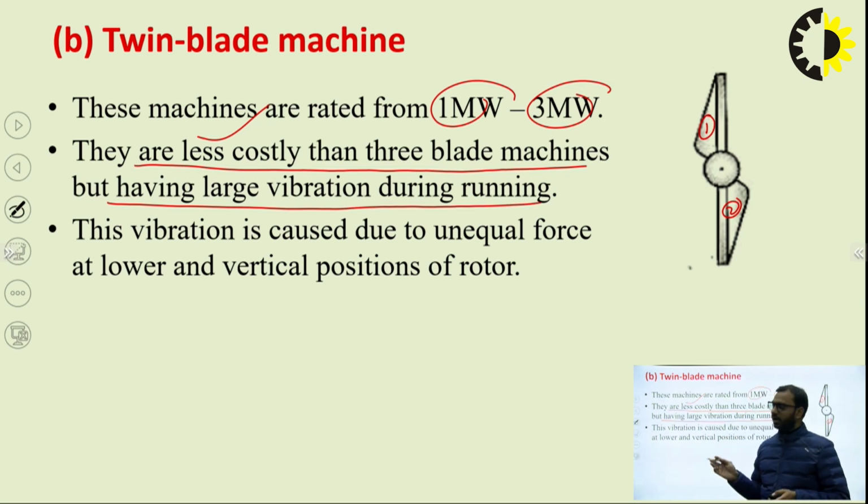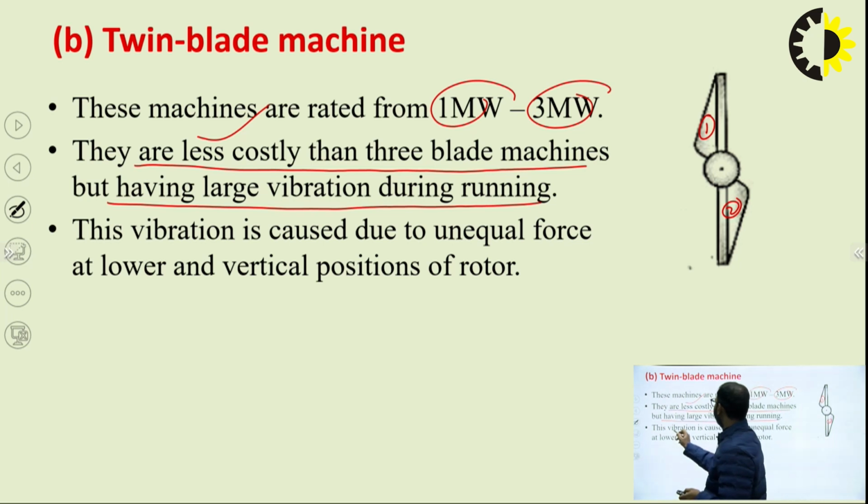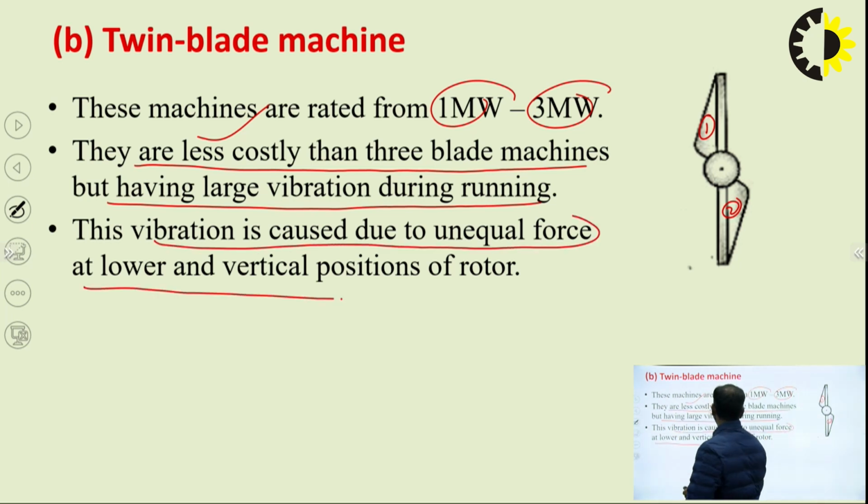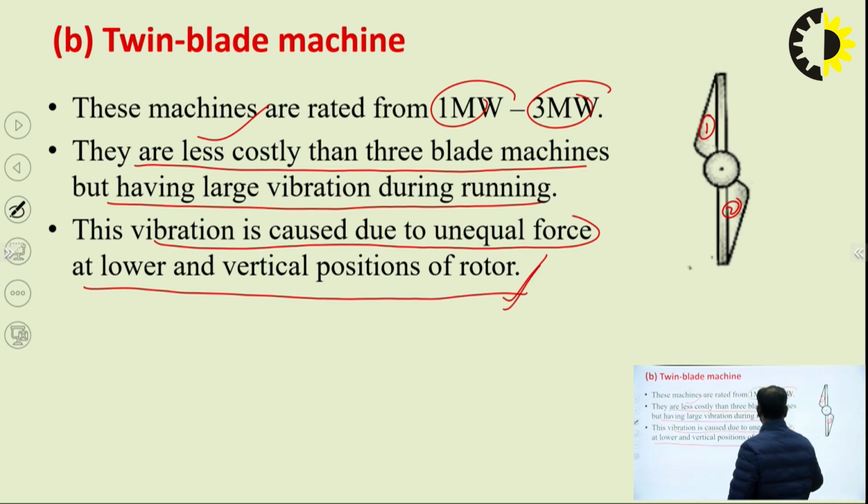So, basically these two blade machines are cheaper than three blade machines, but costlier than single blade machines, and these machines produce more vibration during running. This vibration is caused due to unequal force at the lower and vertical position of the rotor. So the main disadvantage of twin blade machine is that it produces more and more vibrations.